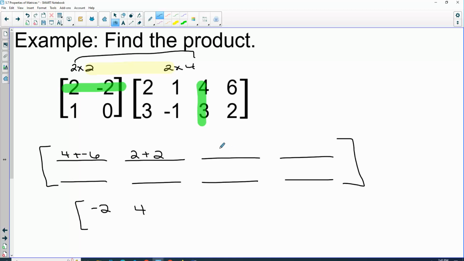Next one. 2 times 4 is 8. Negative 2 times 3, negative 6. Add those and we get 2. Next one. 2 times 6 is 12. Negative 2 times 2 is negative 4. 12 plus negative 4 is negative 8. So the first row is complete.